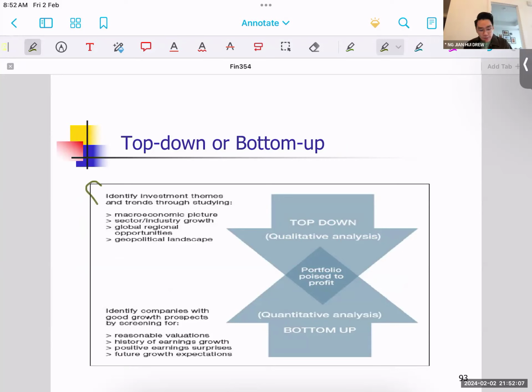So a top-down approach, basically, we look at the economy, right? Whatever we talk about, like the economy, the inflation, the sectors that are doing well, sectors that are not doing well. So we look at the whole economy and we determine what to do. Now, this is a top-down approach.